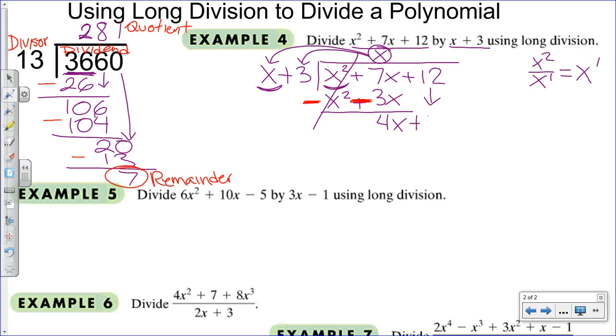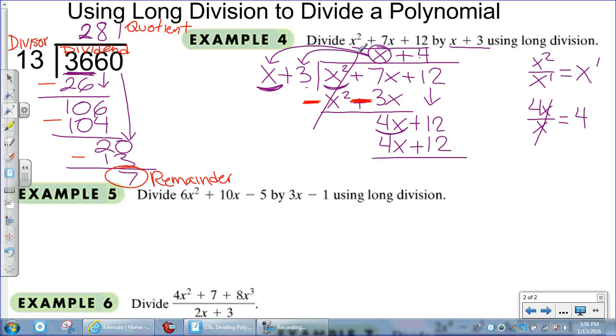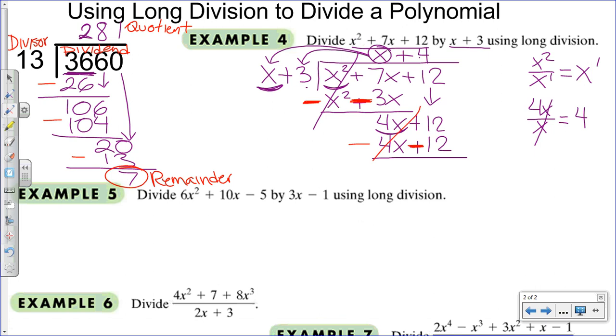Bring down the 12. And now we're going to divide 4x by what? Only the x, only the x. So what would that equal to? Now, we're dividing. Just 4, just 4. So plus 4. Now we multiply 4 times x, 4x. 4 times 3, positive 12. What's next? We need to subtract. Minus, that cancels out. 12 minus 12 is 0.